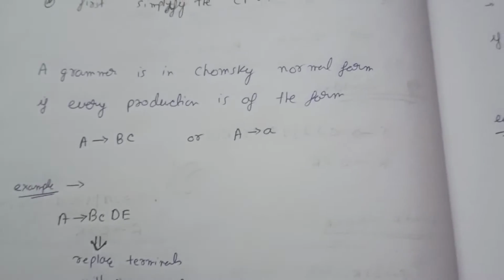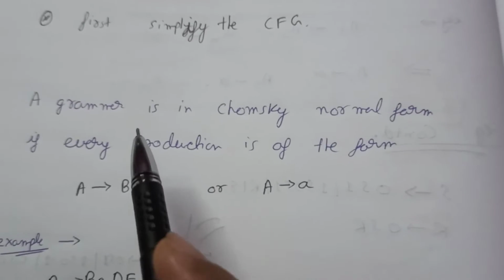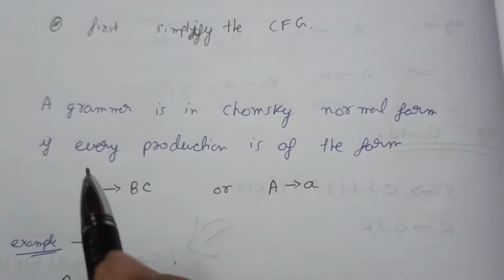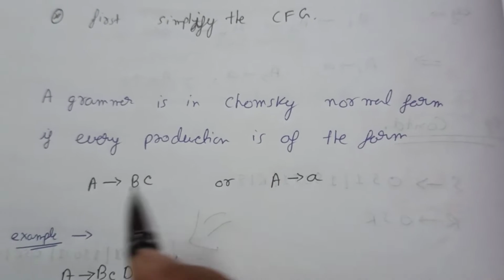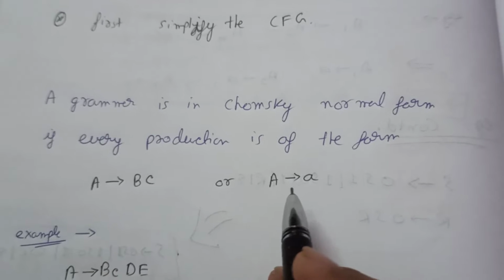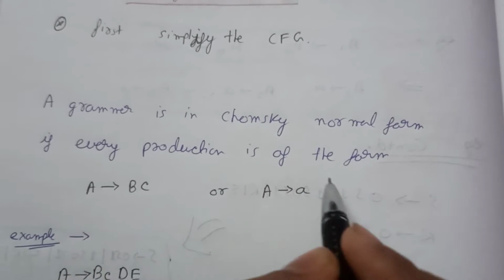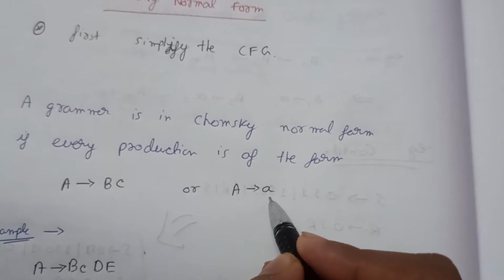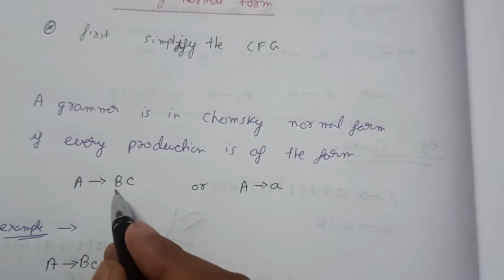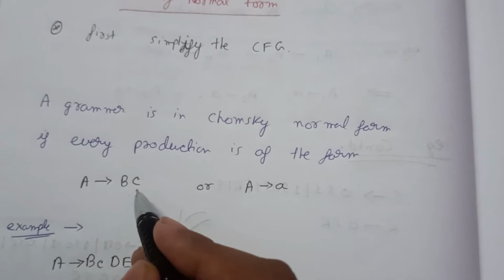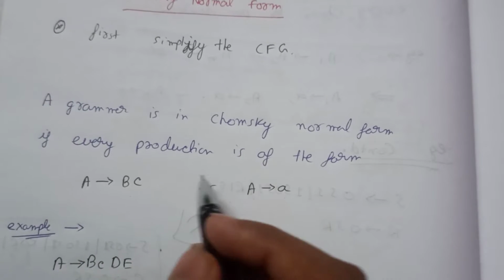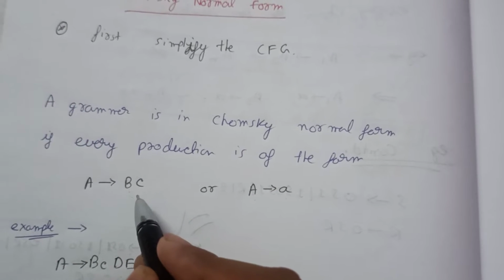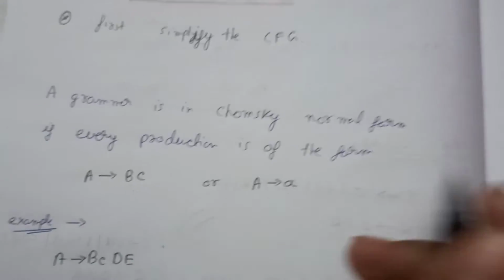So first check the rule. A grammar is in Chomsky normal form if every production is of one of these two forms. There can be only two types of production rules: either one terminal on the right side, or a set of two variables on the right side. So there are two possible combinations, only two variables or a single terminal.